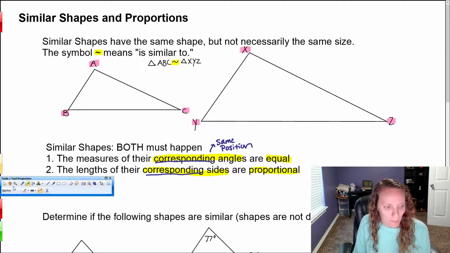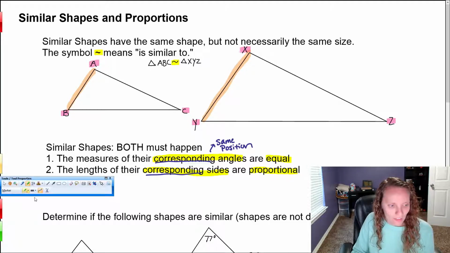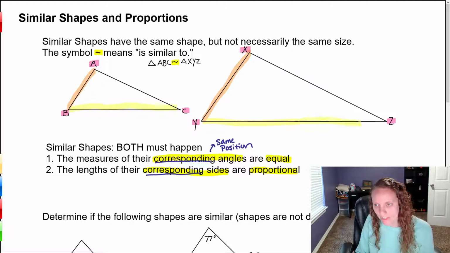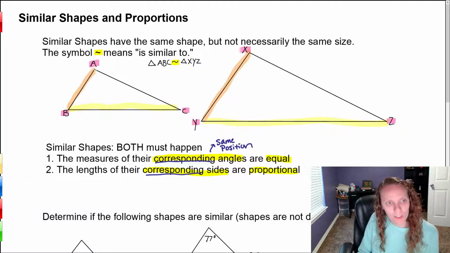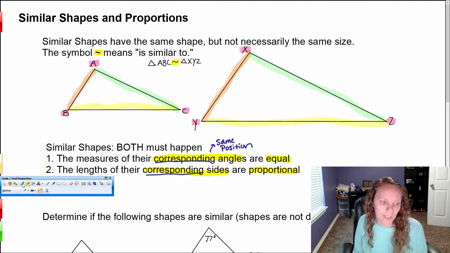Corresponding sides have to be proportional. Now we're going to talk a little bit more about that here in just a minute, but corresponding sides, AB here is corresponding to XY. Another pair of corresponding sides might be BC here is corresponding to YZ. And then the third pair of corresponding sides would be AC is corresponding to XZ. Again, corresponding just means that they're in the same position.